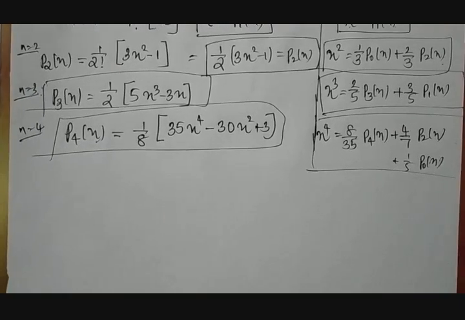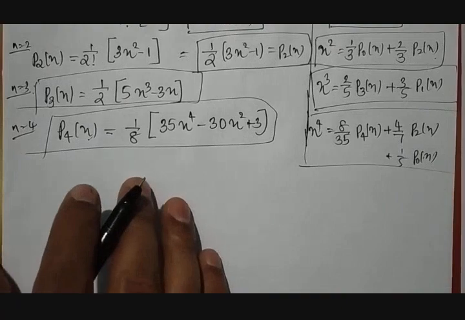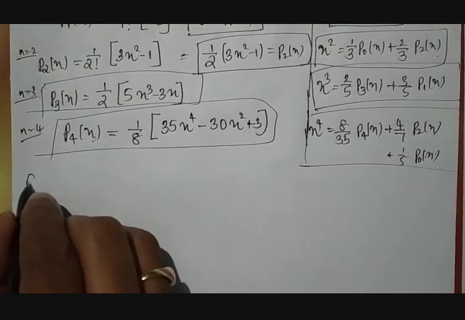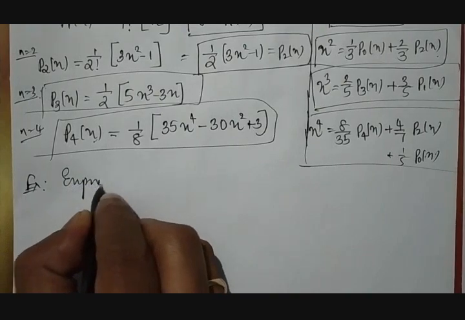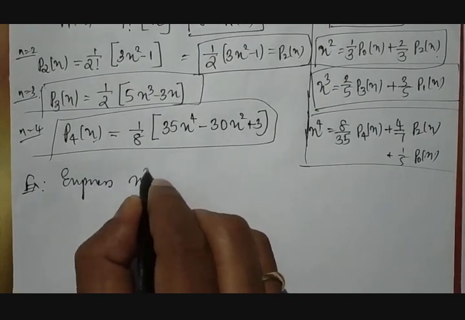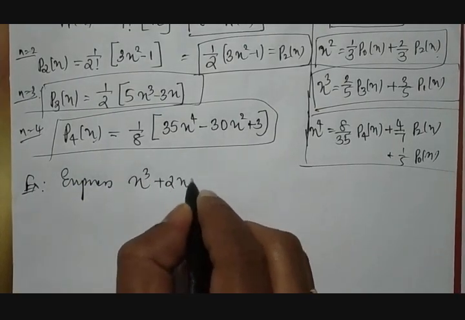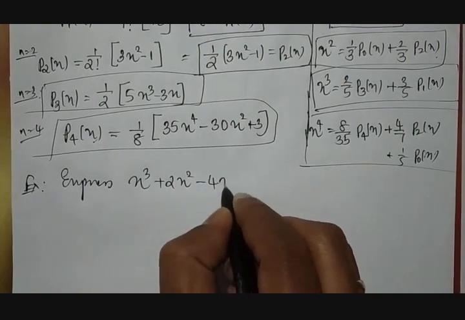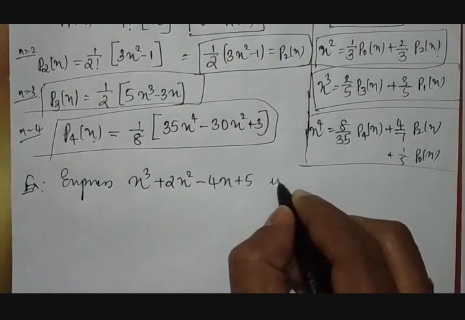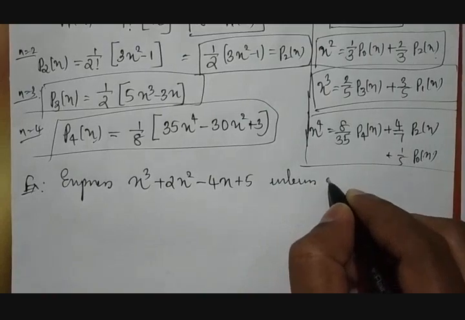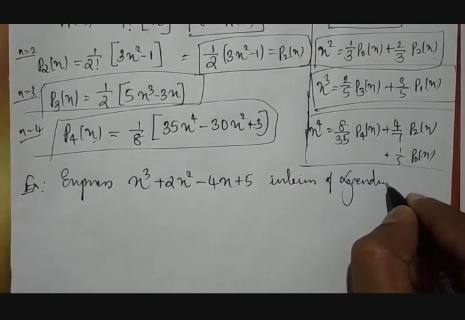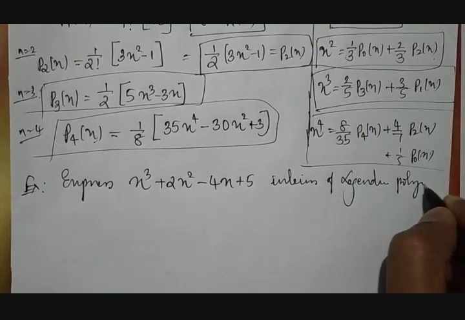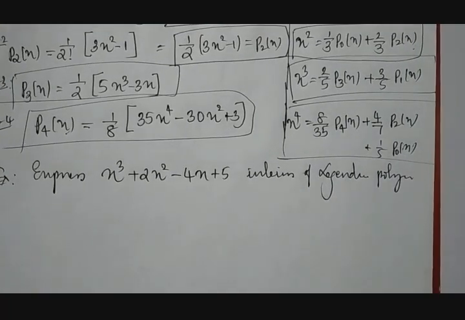So I'll take one example. This is the most common example of polynomial. It says: express x cube plus 2x square minus 4x plus 5 in terms of Legendre polynomial. Okay, this is the example.